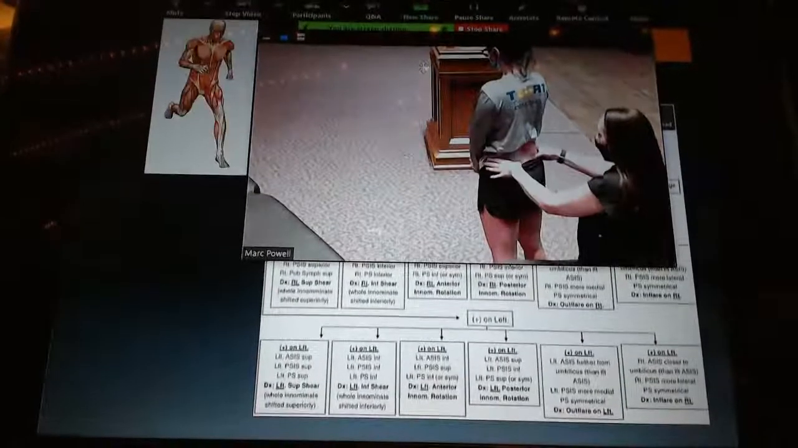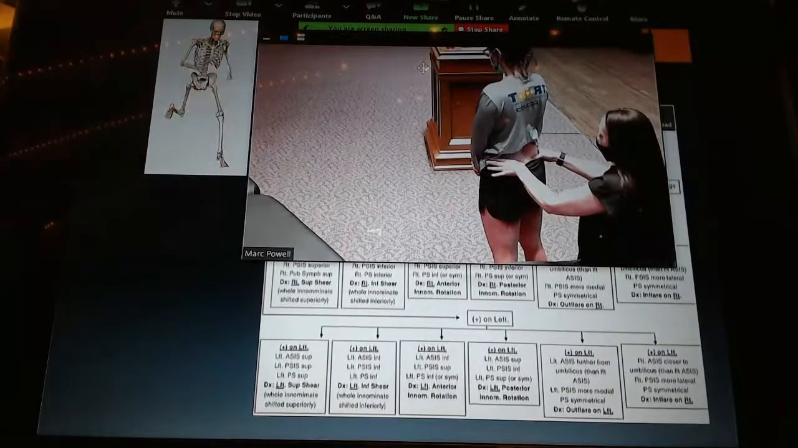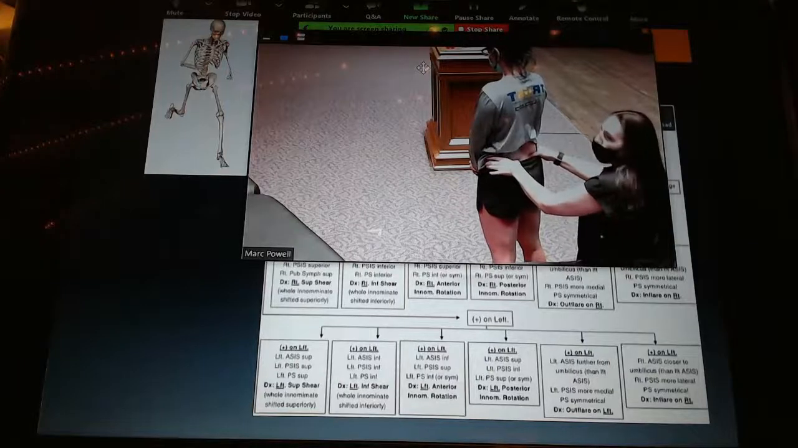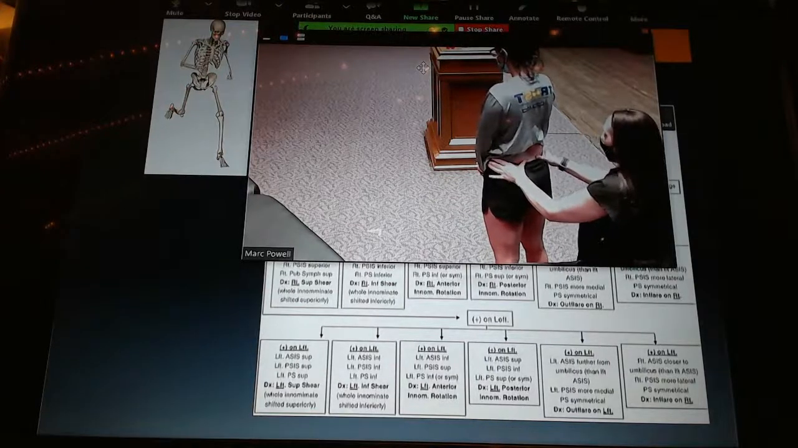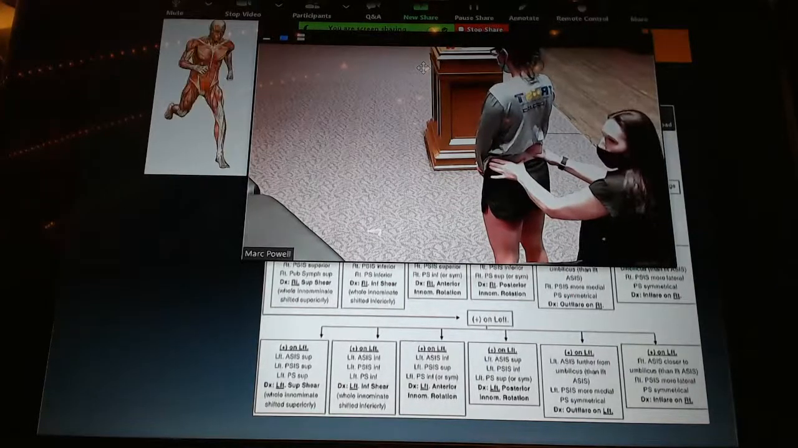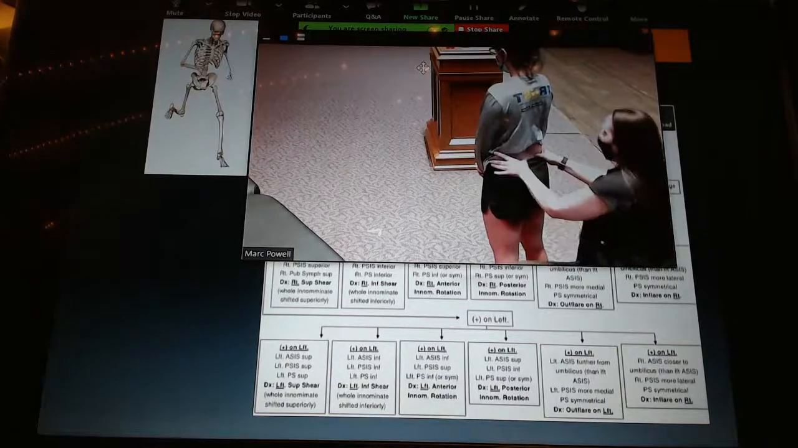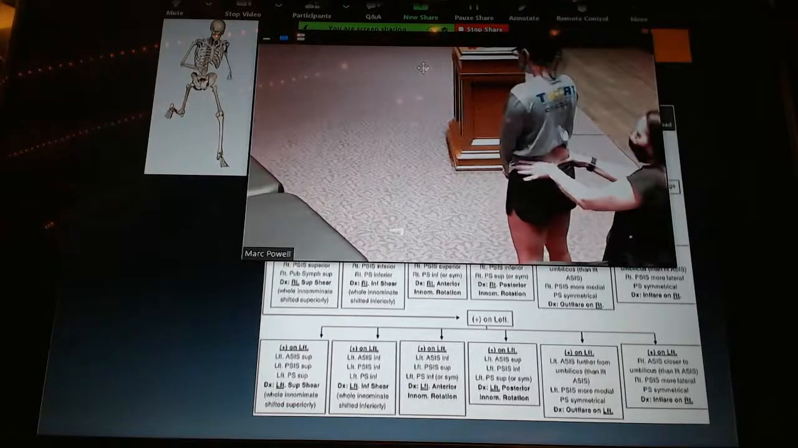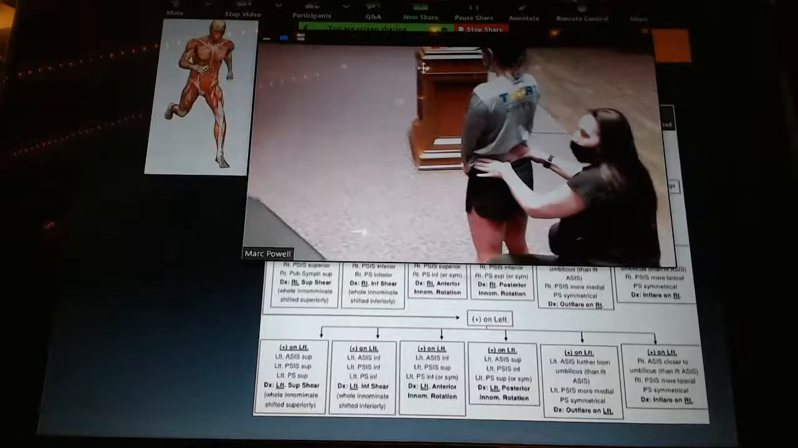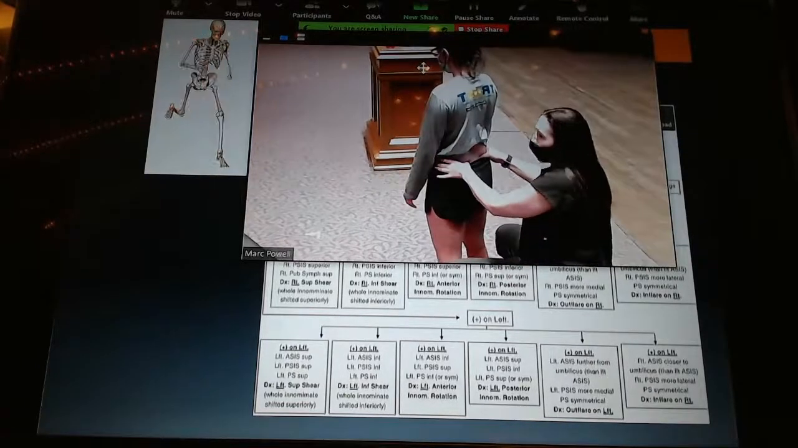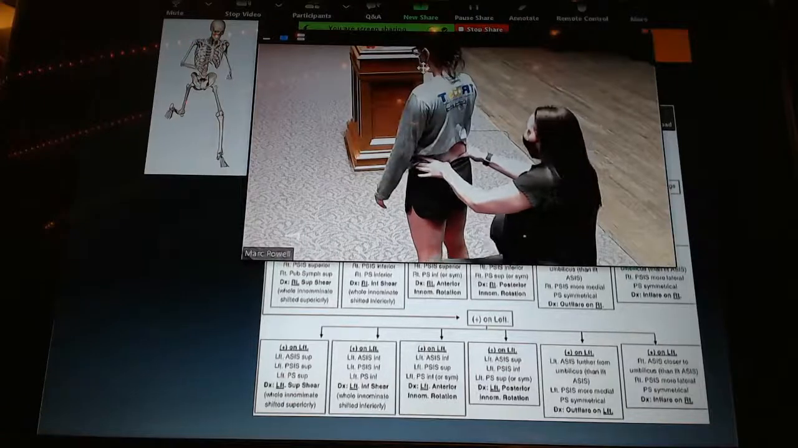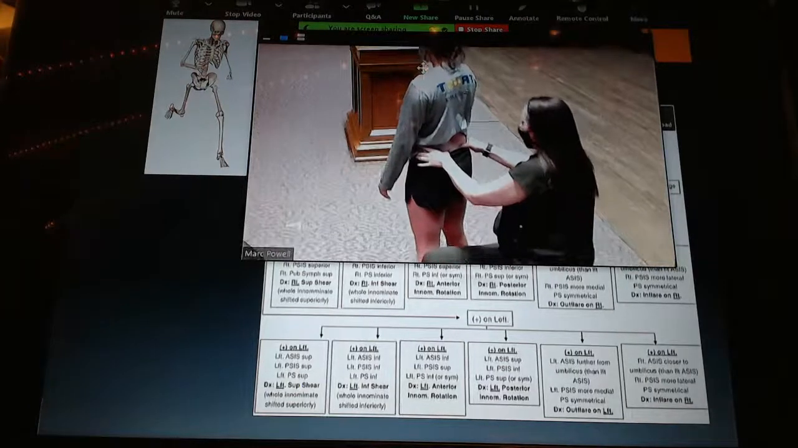You really want to come down, find their PSIS, and you want to hook underneath. Remember, if I come right on top of that PSIS, I'm going to roll off when she goes into flexion. So make sure you palpate and really make sure that you hook underneath. I start all of my exams this way, kind of hold my iliac crest a little bit, and I'm going to have you slowly reach down and touch your toes.